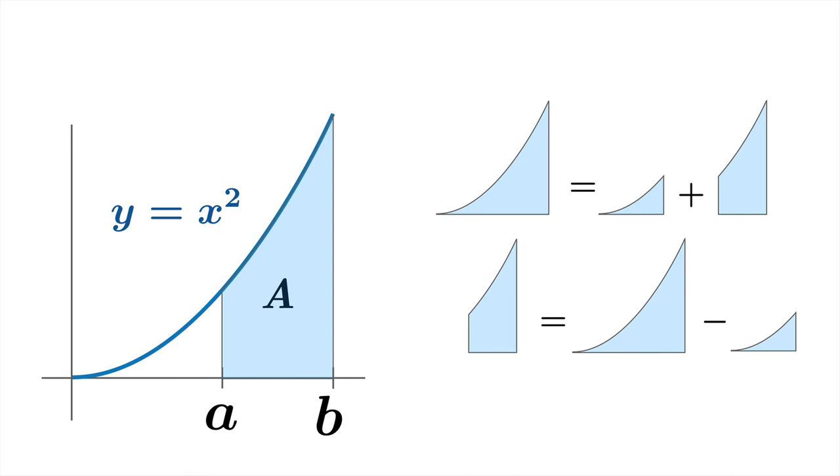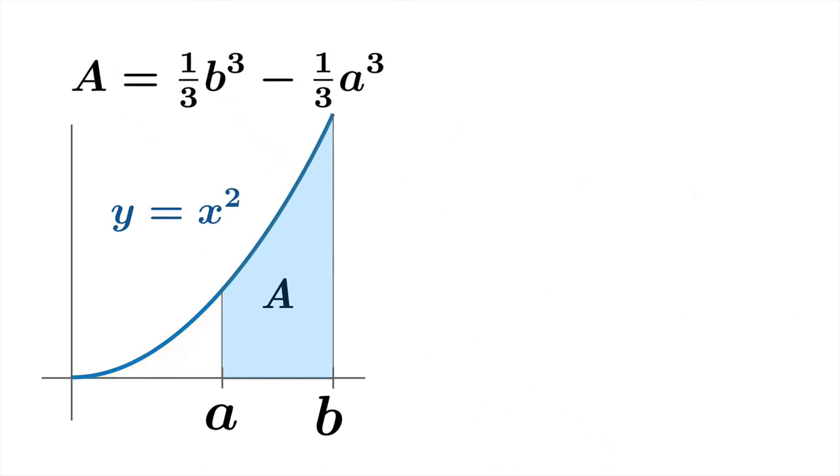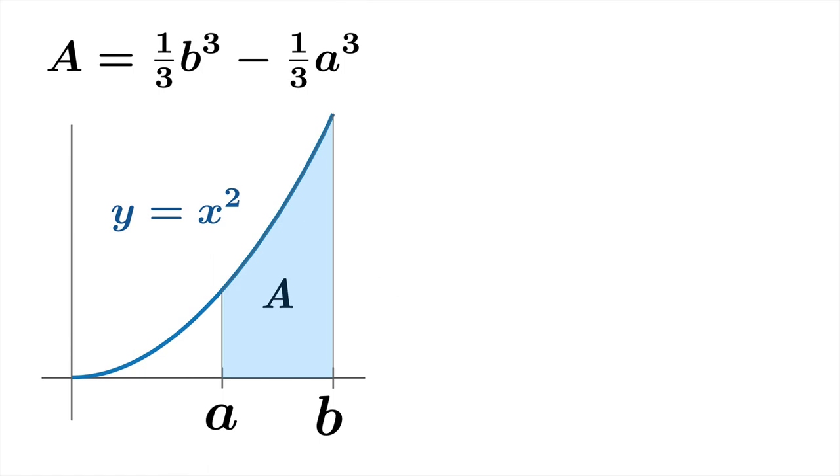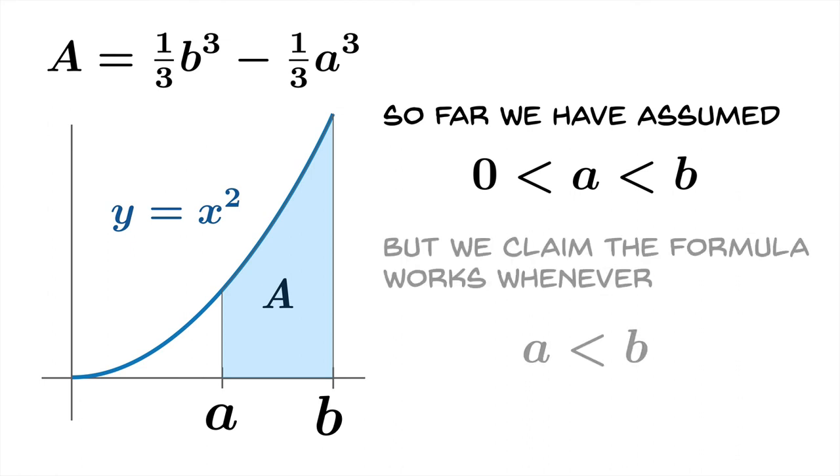But these are areas we know how to calculate. This, for example, we know how to calculate. And so the area is going to be 1/3 b cubed, the area of the larger parabolic piece, minus 1/3 a cubed, the area of the smaller parabolic piece that we're going to subtract off. And there's our formula: 1/3 b cubed minus 1/3 a cubed. And so far we've assumed that both a and b are positive. But we claim this formula works whenever a is less than b.